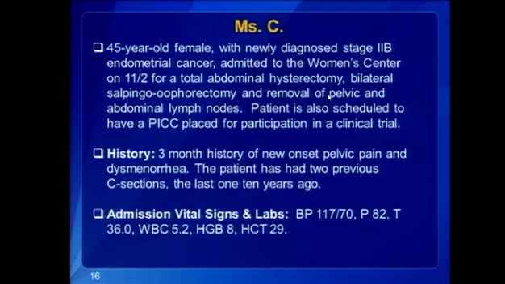Ms. C is a 45-year-old female with newly diagnosed stage 2B endometrial cancer that's admitted to the Women's Center on 11/2 for a total abdominal hysterectomy, as well as bilateral salpingo-oophorectomy and removal of pelvic and abdominal lymph nodes. She's also scheduled to have a PICC placed for participation in a clinical trial. She has a 3-month history of new onset of pelvic pain and dysmenorrhea. She's had 2 previous C-sections, and the last one was 10 years ago. Her admission and vital signs are unremarkable.